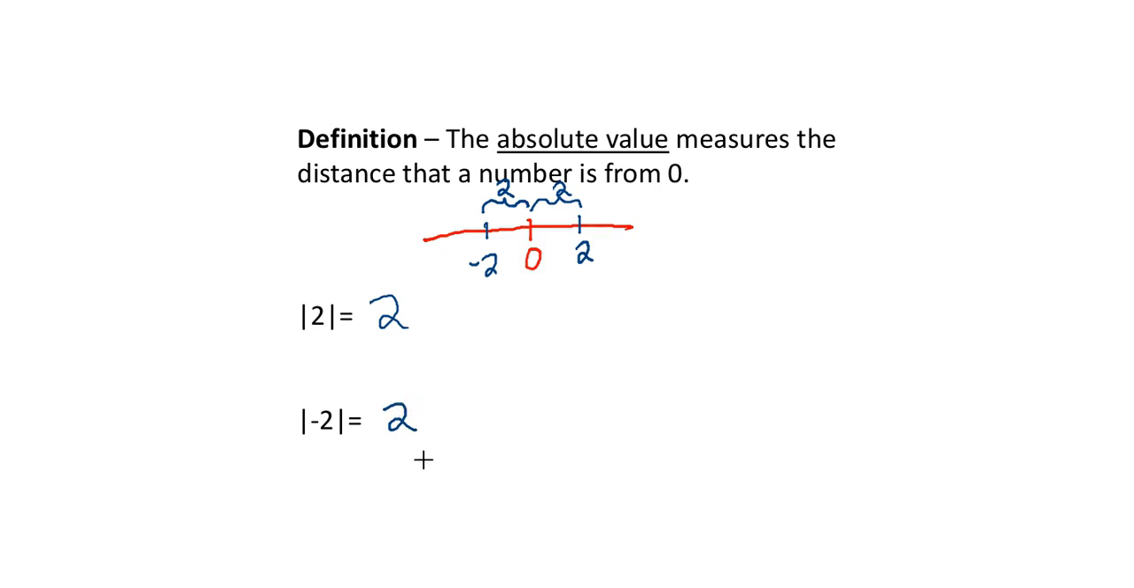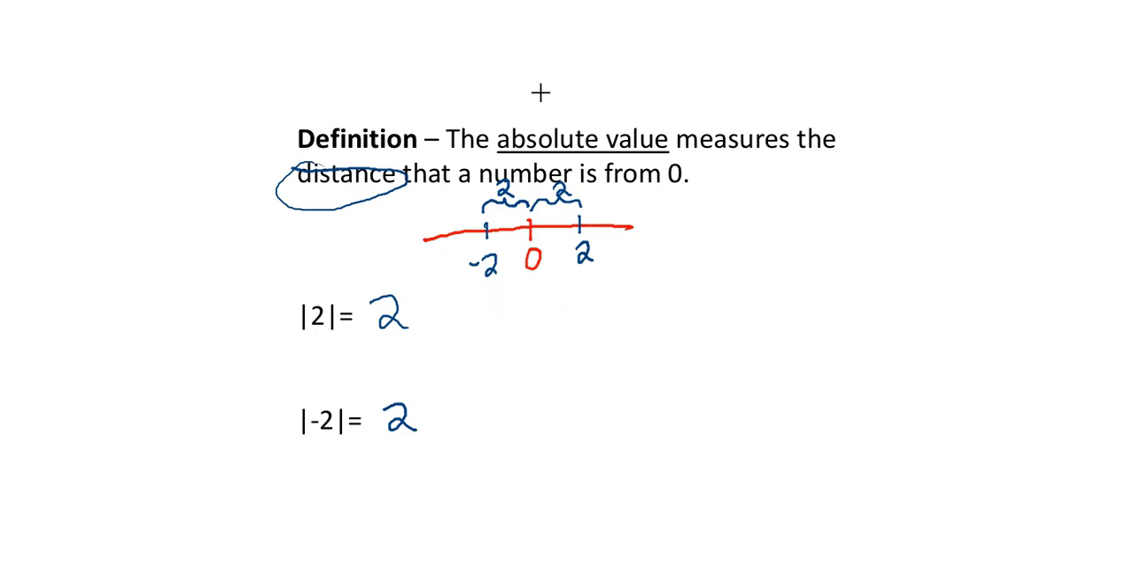And so the absolute value of negative 2 is also equal to 2 because negative 2 is 2 away from 0. And so this gives the absolute value the reputation it has as always making numbers positive. So if it's already a positive number, it stays positive. If it's a negative number, it gets switched to a positive number because the absolute value is measuring a distance. So that's why it does that. But most students just remember absolute value makes numbers positive.